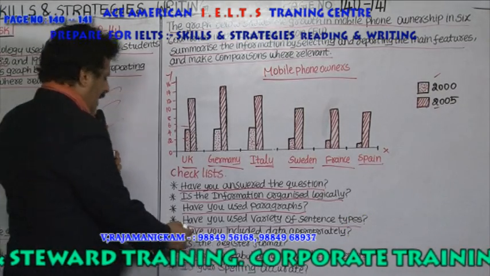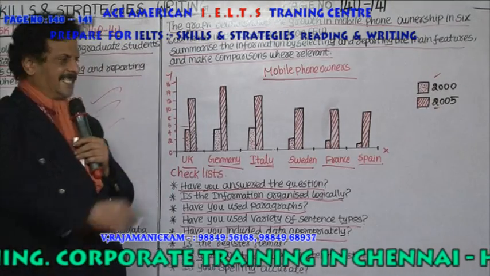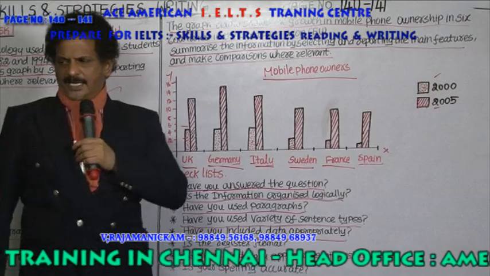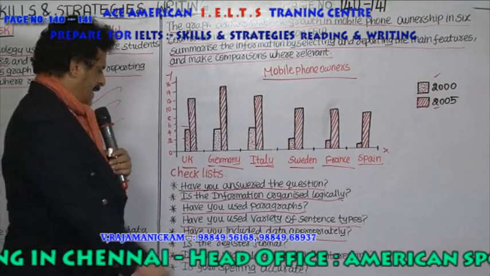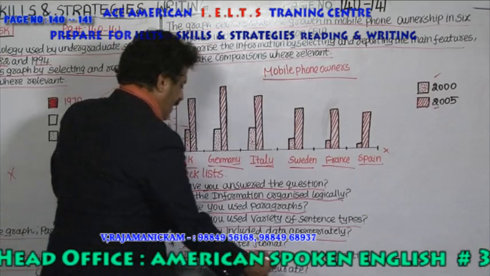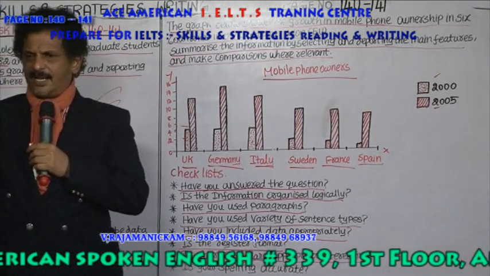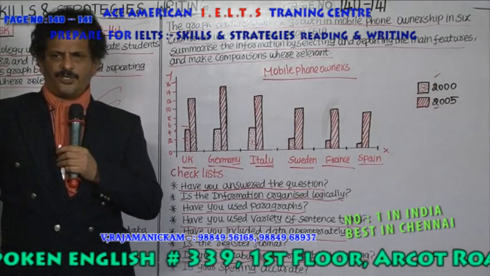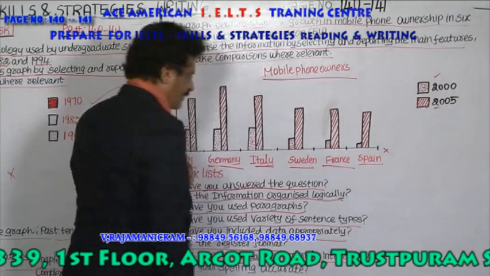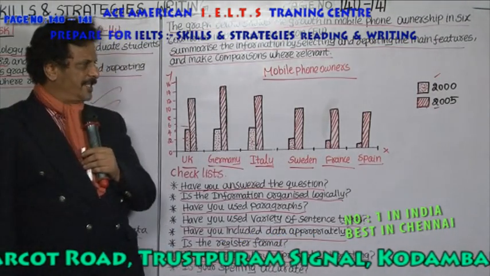Now coming here, have you included data appropriately? Have you taken the data from this graph, and are you using it correctly? And is the register formal? Is your vocabulary appropriate and interesting? Are you using it properly? And is your spelling accurate?